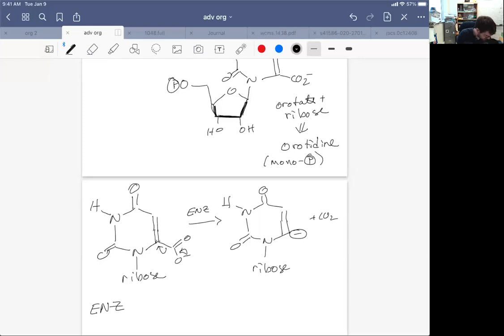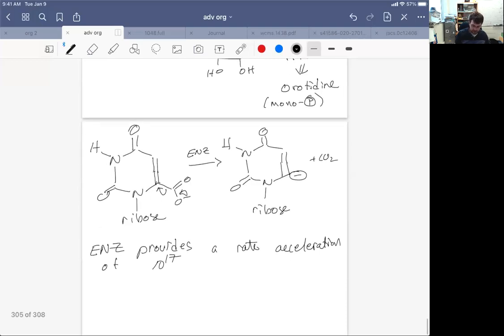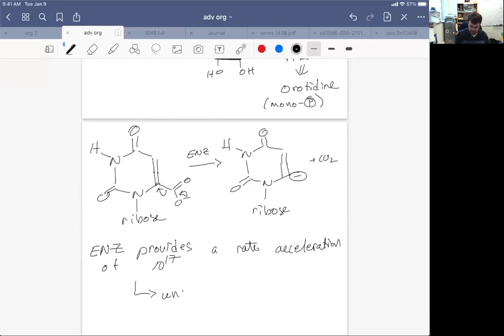Well, okay. The enzyme provides a rate acceleration. I'm just going to write this. Provides a rate acceleration of 10 to the 17th. So 17 orders of magnitude, which means an uncatalyzed decarboxylation would be 10 to the 17 times slower.